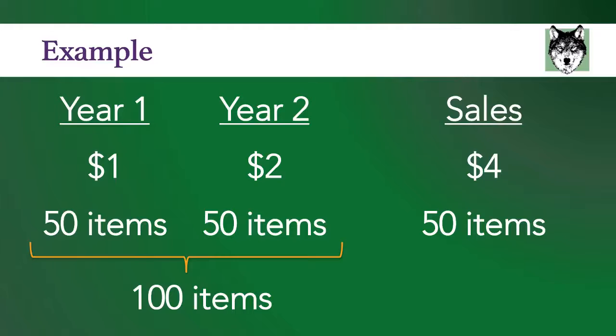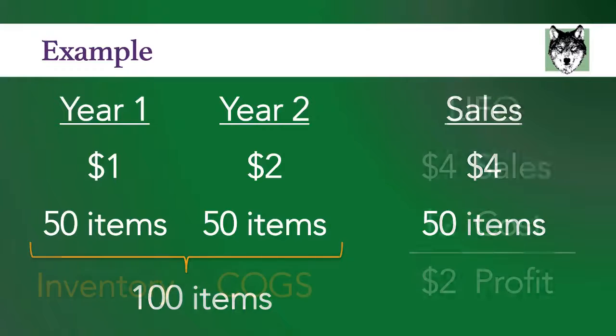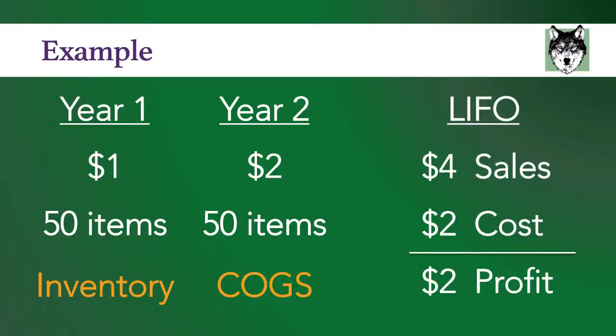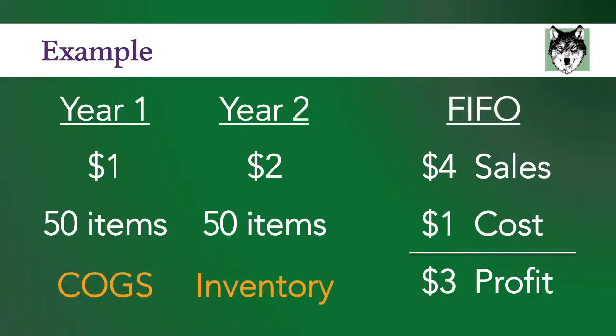Now you have a choice. You had 100 items in inventory and you sold 50, but which 50? Did you sell the 50 at $1 per item or $2 per item? LIFO says you sold them for $2 for a profit of $2, and FIFO says you sold them for $1 for a profit of $3. Now, if there was no inflation, there would be no change in price, and so there would be no difference between LIFO and FIFO. But normally there's inflation, which creates this problem.